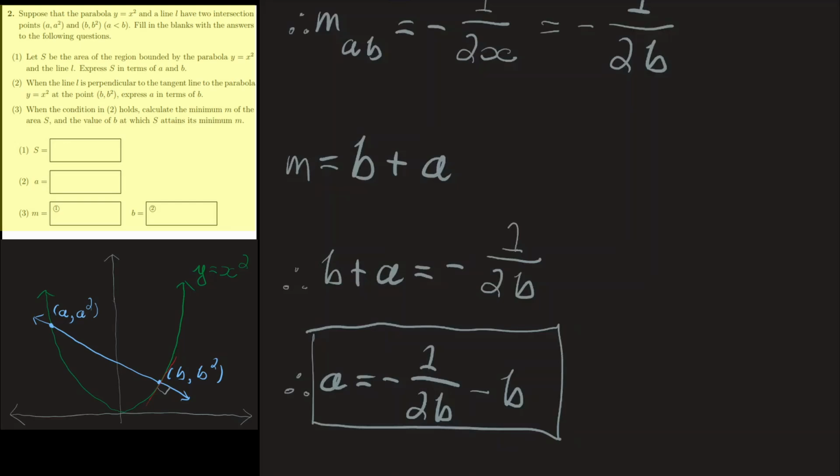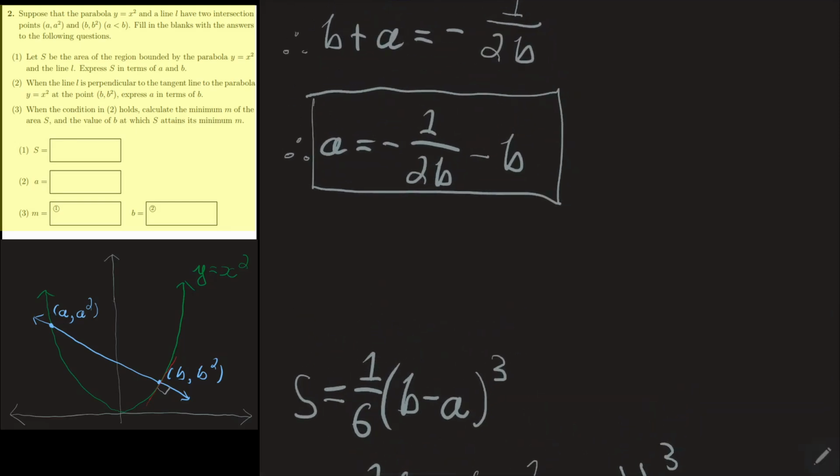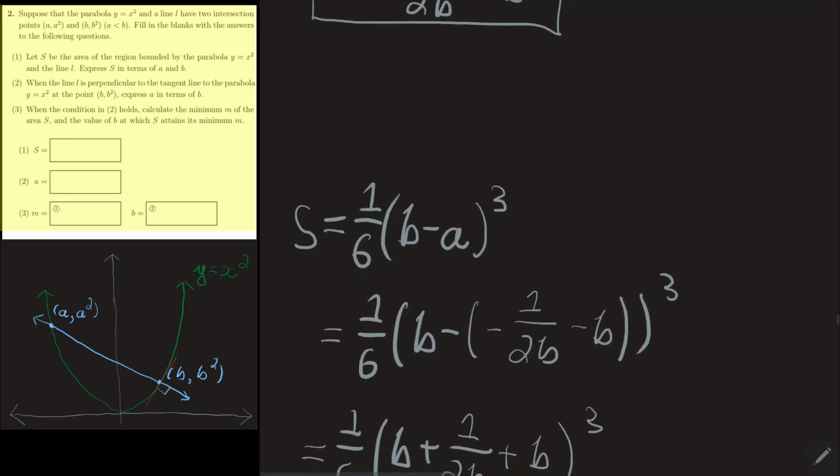So finally, it asks, when the condition in part 2 holds, calculate the minimum m of the area S and the value of b at which S attains its minimum m. So we need to find the minimum area, and to do this we need to find the derivative of this area and set it equal to 0. I already found the area S in part 1, and we just found a in terms of b in part 2, so we have to plug that in for a. That way we can have this expression in terms of just one variable, which is kind of necessary to find the derivative of it easily.